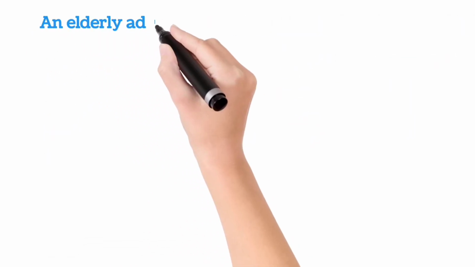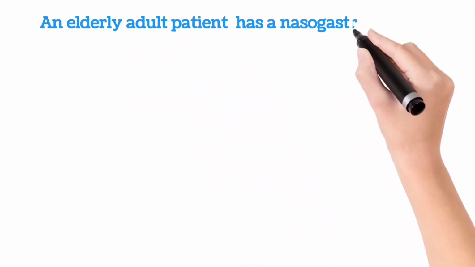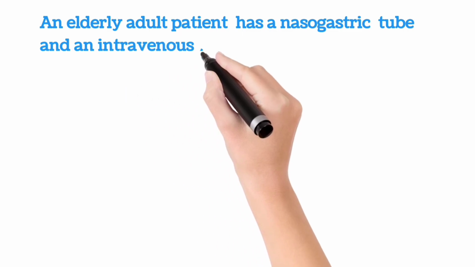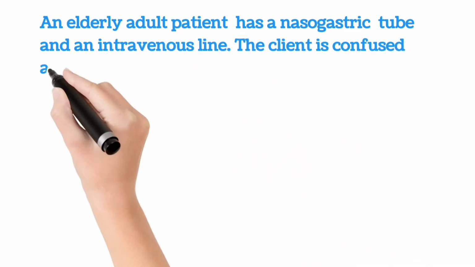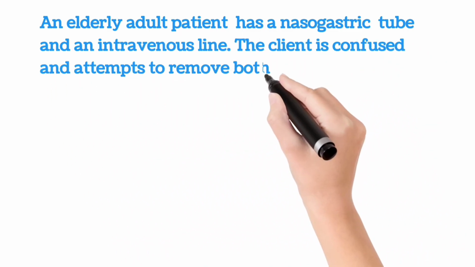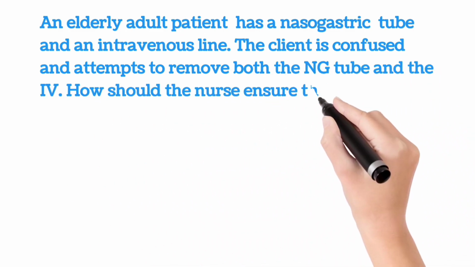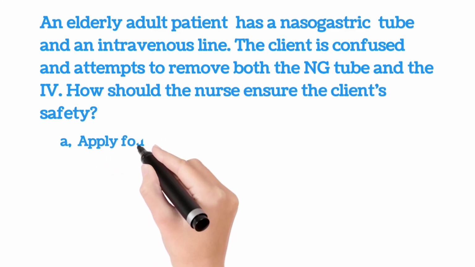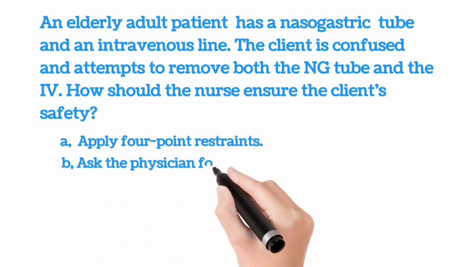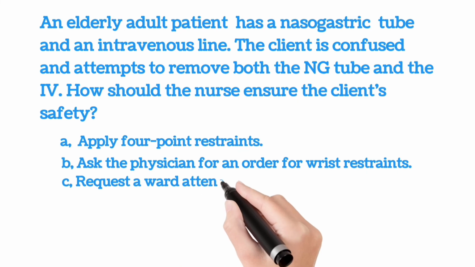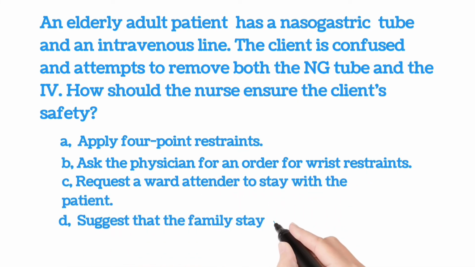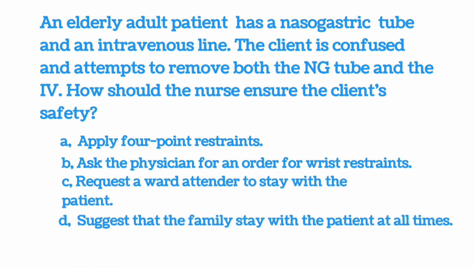An elderly adult patient has a nasogastric tube and an intravenous line. The client is confused and attempts to remove both the nasogastric tube and the intravenous line. How should the nurse ensure the client's safety? The options are: A. Apply 4-point restraints. B. Ask the physician for an order for wrist restraints. C. Request a ward attendant to stay with the patient. D. Suggest that the family stay with the patient at all times. The answer is option B. Ask the physician for an order for wrist restraints.